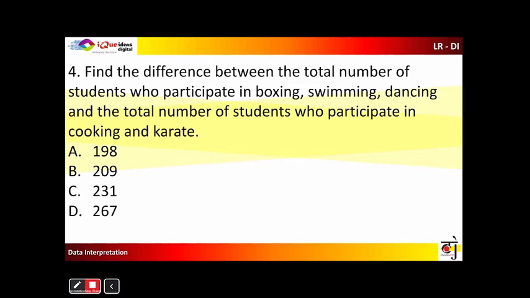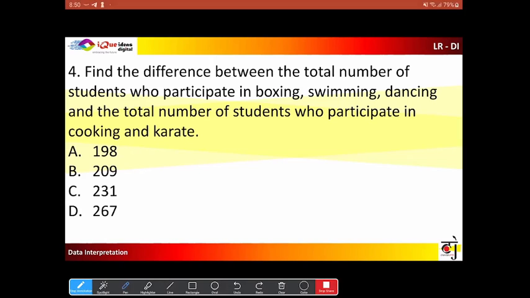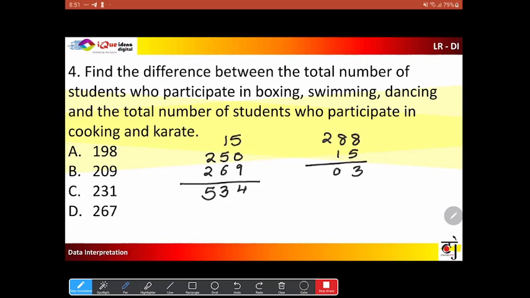Find the difference between the total number of students who participate in boxing, swimming, dancing and the total number of students who participate in cooking and karate. The answer is 231. Easy.